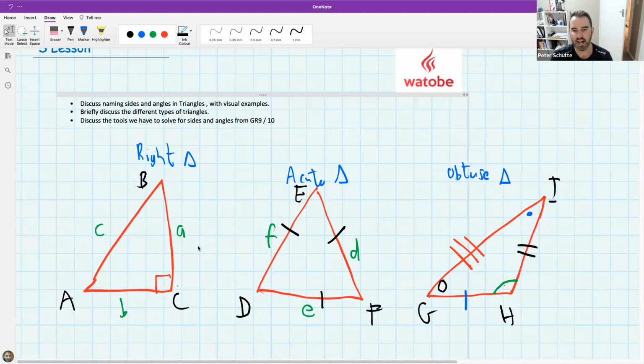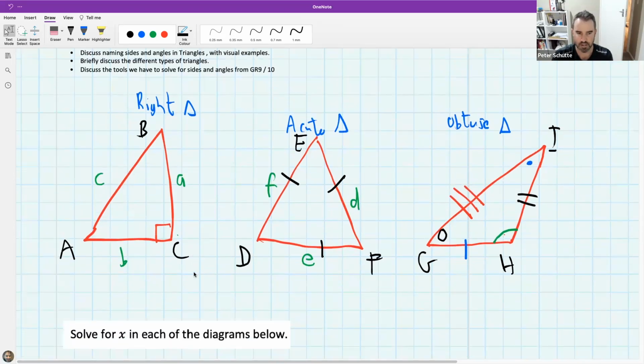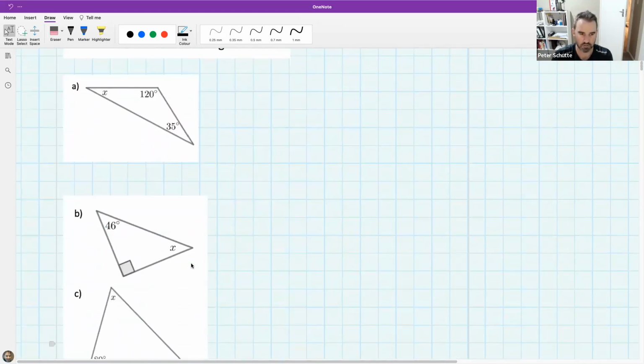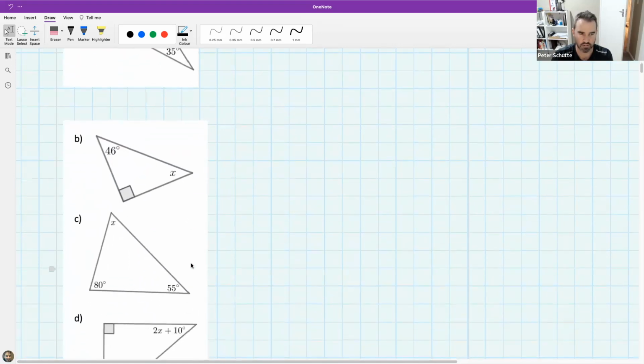Now, as we go about solving triangles, we normally solve for sides, angles, or area. We give you some information. You have to use facts about triangles to figure out the rest. So we're just going to remember some facts about triangles to get going today.